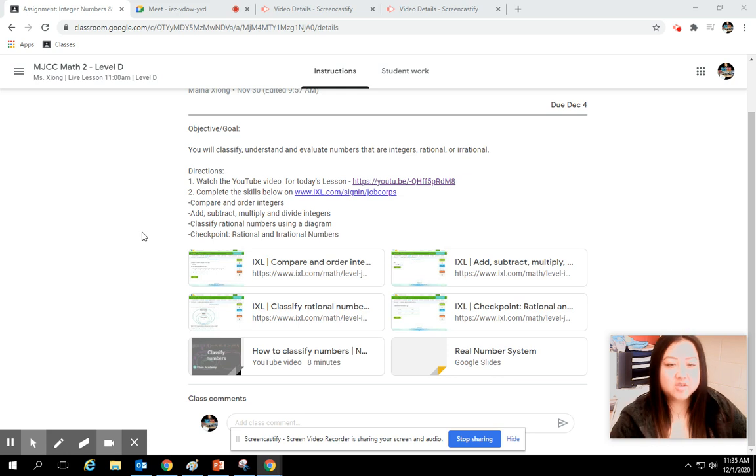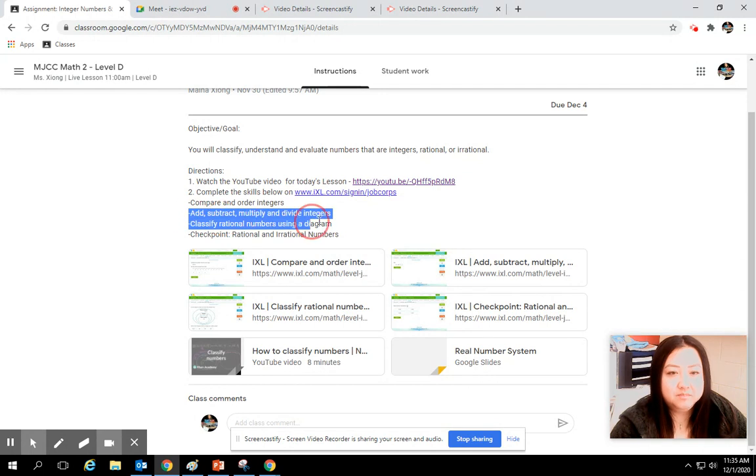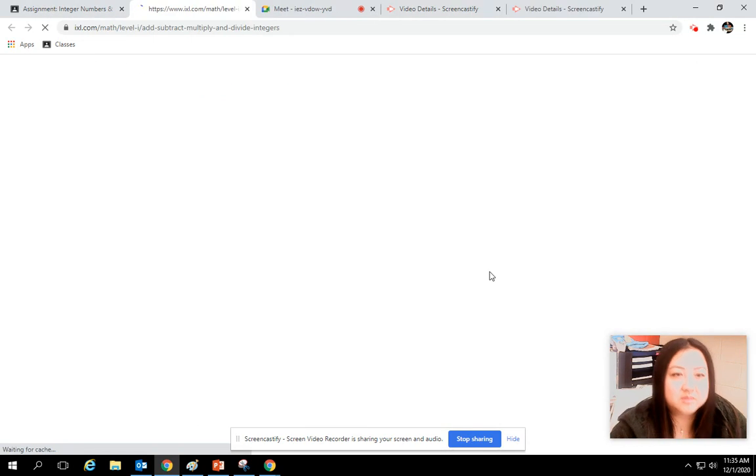Okay, so we just finished this first lesson, or the first skill, which is compare and order integers. Now we're going to do the second one, which is adding, subtracting, multiplying, and dividing integers. All right, so this one right here.